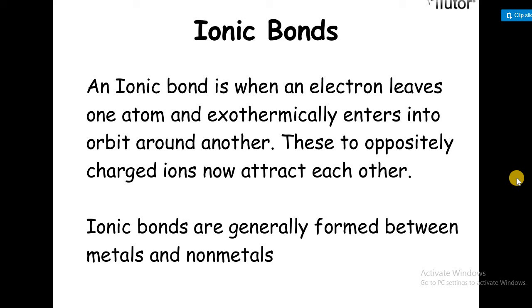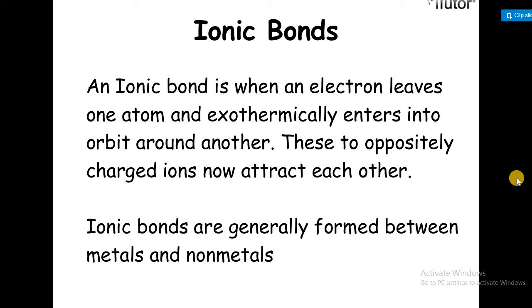So mostly metals with the non-metals are forming the ionic bond. As we have already studied and discussed in the periodic table, metals are electropositive, so they love to give away the electron, and non-metals are electronegative, so they love to gain the electrons. So what happens? The electron is being transferred from the metal to the non-metal.